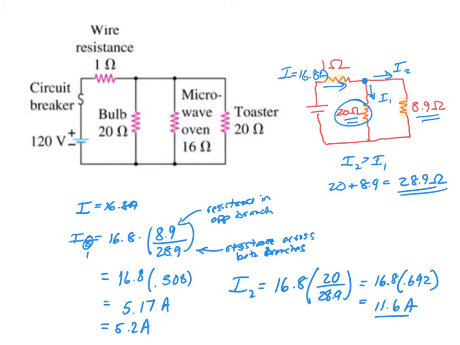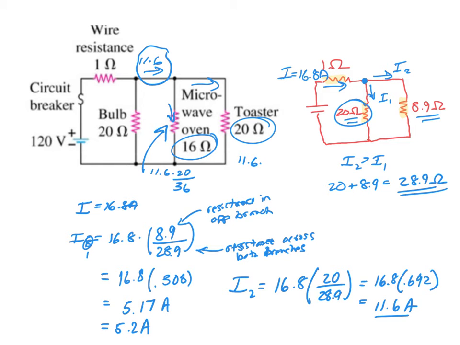But that 11.6 that comes out of here now is going to be split two ways again. So I've just found this current right here, 11.6 amps, and now I can use that same approach to figure out how much current goes through the toaster and the microwave. So I would take that 11.6 times 20 over 36. That would give me the amount of current in that branch right there, and the 11.6 times 16 over 36, that would be the amount of current going through the toaster.